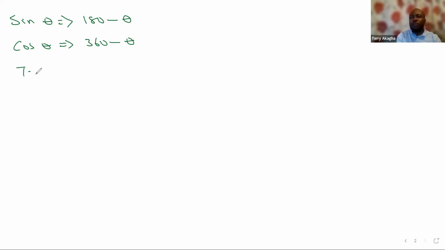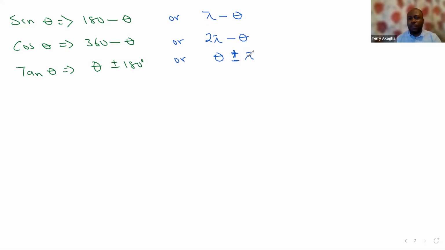And for tan theta, it's going to be theta plus or minus what? 180 degrees. Then I also explained in that video that for sine theta, if this is in degrees, you can also solve this in radians. So this is going to be pi minus theta. To get a second angle in radians, it's going to be 2 pi minus theta. And to get the tan, it's going to be theta plus or minus what? Pi. So we talked about all this in the previous video.